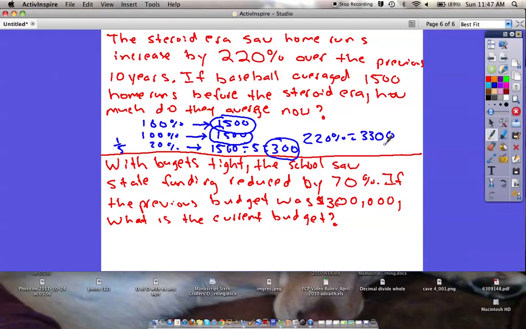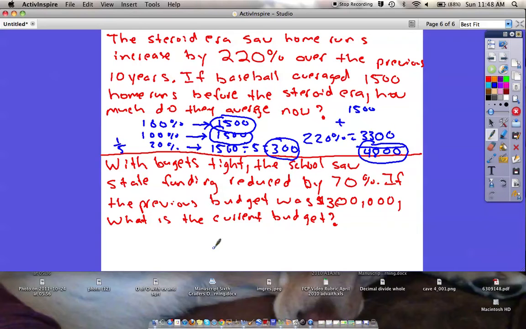So now we need to answer the question. If we started with 1,500 home runs, and then we increased it by this 220%, how much do we have now? We just need to add these two numbers together. So if we add the 1,500 with our 220%, 0.084, this is the average number of home runs currently. And that's just made up of what we started with, like what we had before the steroid era, and then we just added on our 220% that we found out right here.